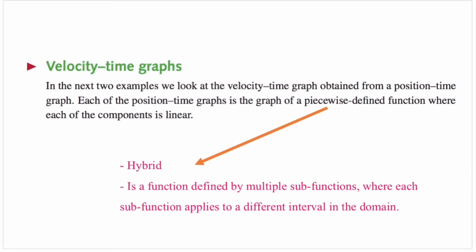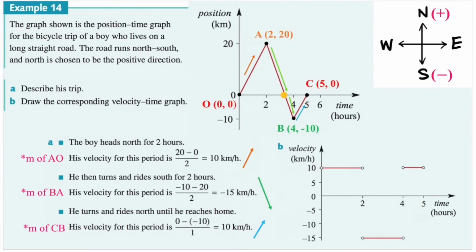In today's video, we'll look at how to draw velocity versus time graphs, and we're actually going to draw this based on a time position graph. So what is a piecewise defined function? This is a new term. Piecewise defined function means it's hybrid. It's a function defined by multiple subfunctions, where each subfunction applies to a different interval in the domain. So if you have a graph that looks like this, with different straight lines, different linear functions, then this is called a piecewise defined function. So here's an example. This is a piecewise function, by the way.